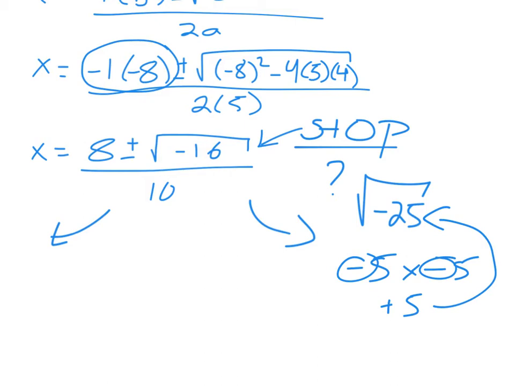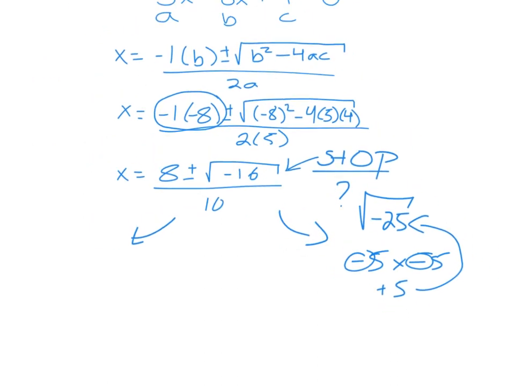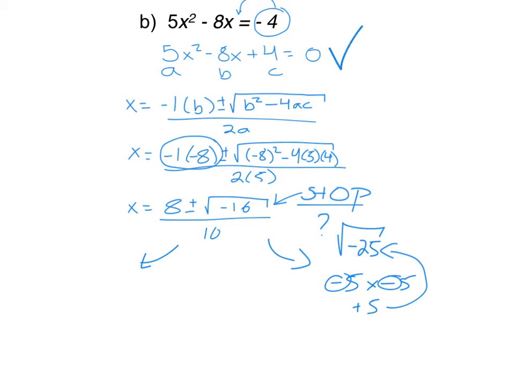So what does that mean? Well, it means what you think. You weren't able to factor it. You weren't able to use the quadratic equation. So that really means there are no x-intercepts.